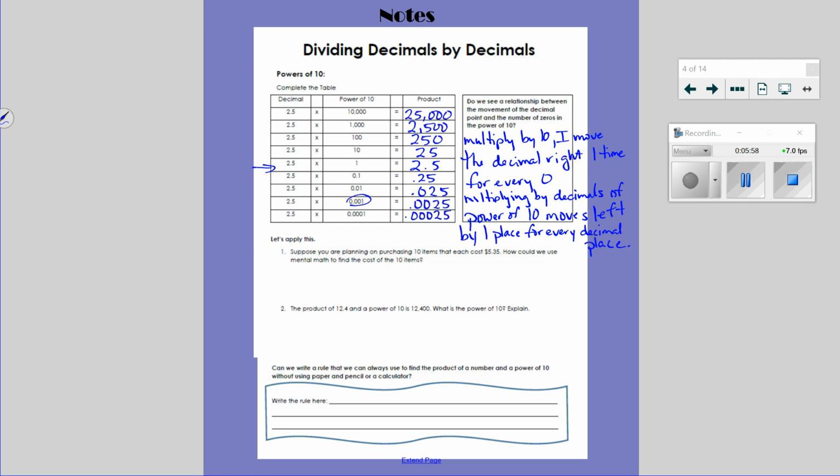Is there anybody not comfortable with this exercise that we just did? Because we're going to be coming back to this throughout the lesson. Okay, so it looks like everybody's good.